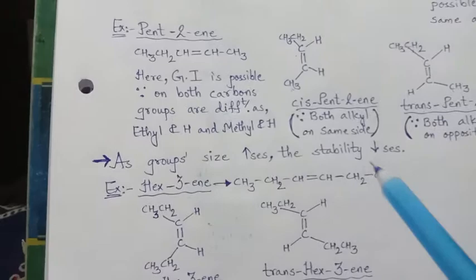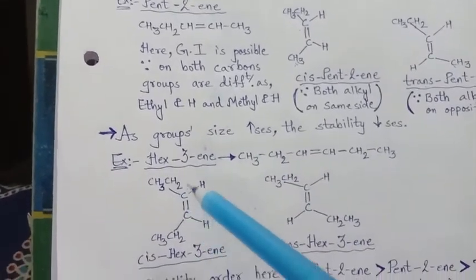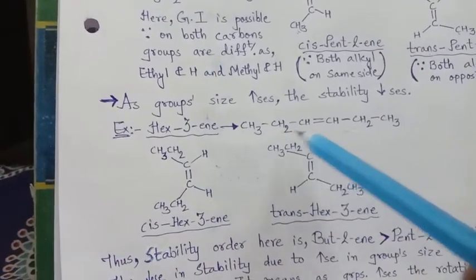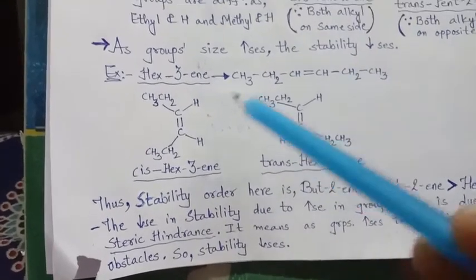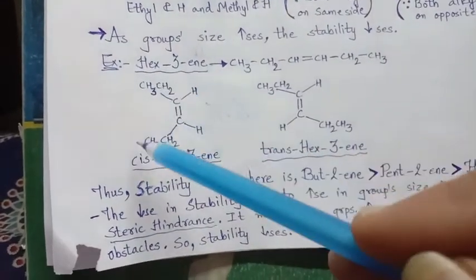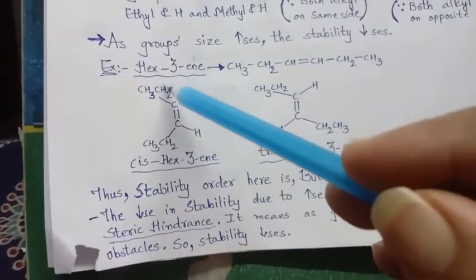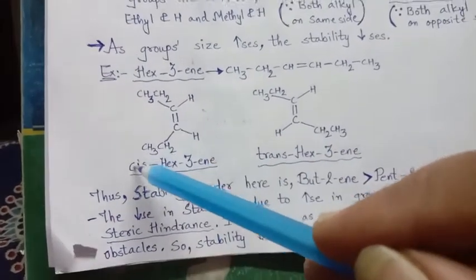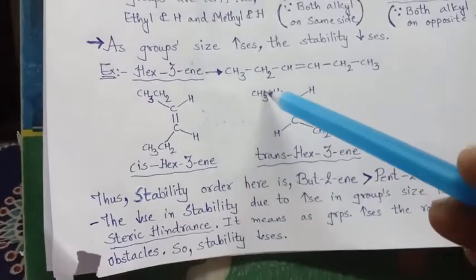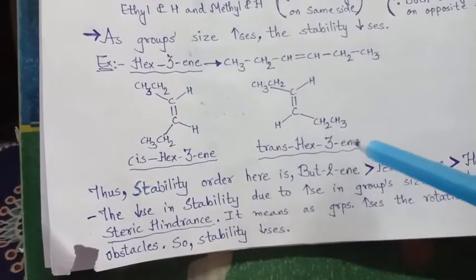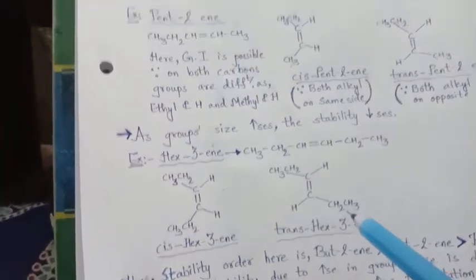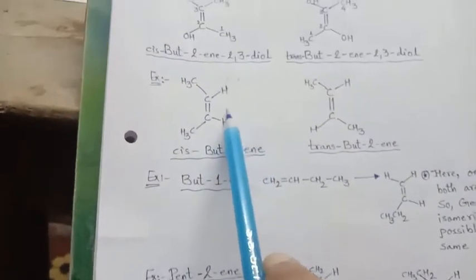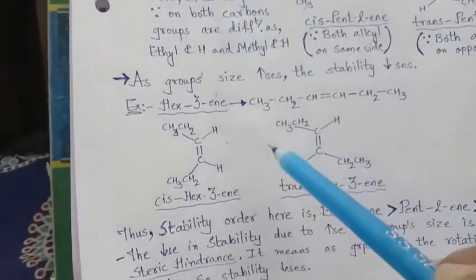Clear? So what about one more, that is hex-3-ene? This is my structure which I have drawn, linear structure. Putting here CH3CH2, CH3CH2. Both are similar on the same side. So it is cis hex-3-ene. This is opposite, so trans hex-3-ene.